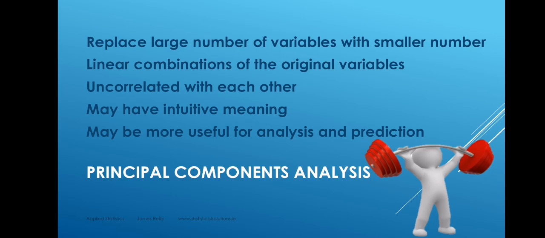Principal components analysis takes a set of data where there are many variables and replaces that large number of variables with a small number of variables, while still retaining a lot of the information in the original data set. It does this by producing linear combinations of the original variables. One advantage of the new set of variables is that they are uncorrelated with each other, and this makes them more useful, for example, for constructing a regression model, because the problems of multicollinearity will not arise.